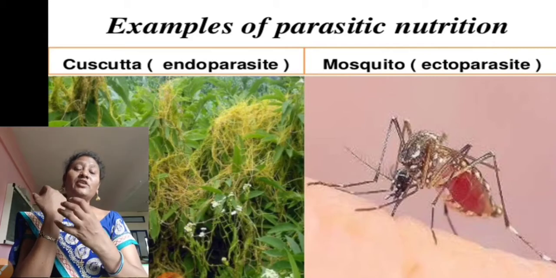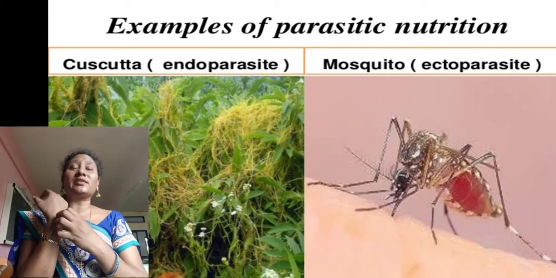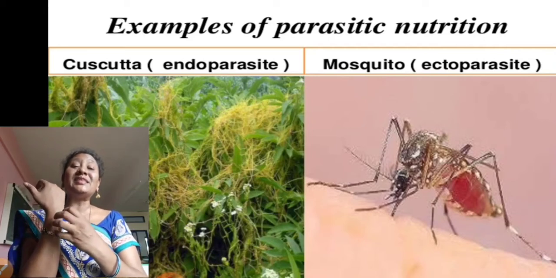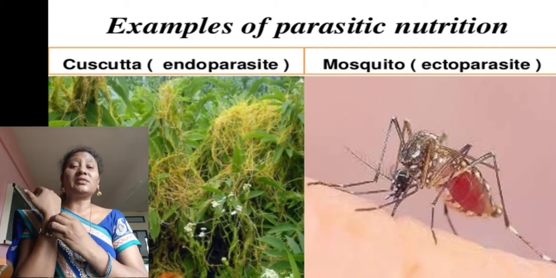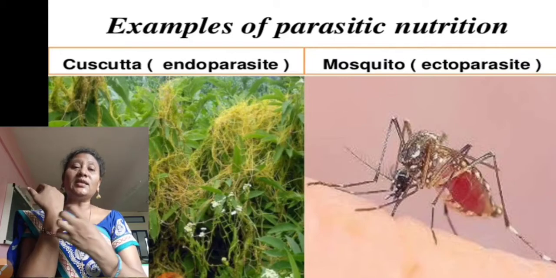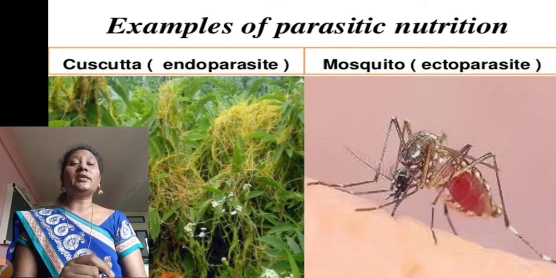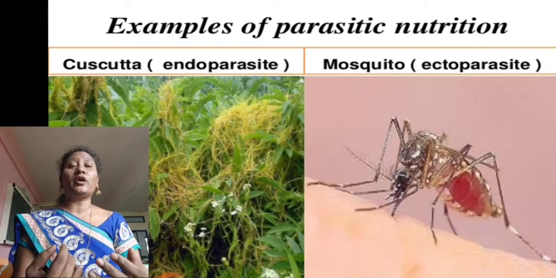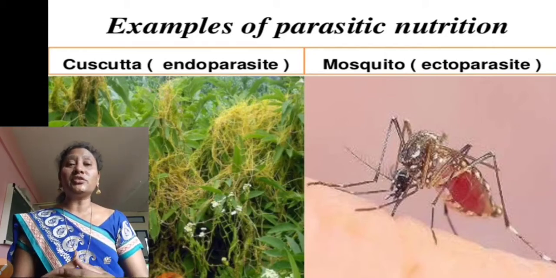So they have haustoria, root-like structures which are called haustoria. These haustoria inject into the host plant, and they suck the nutrients from the host. They will take the food. So they are standing out of the plant, out of the body of the host. Such a nutrition is called endoparasitic.